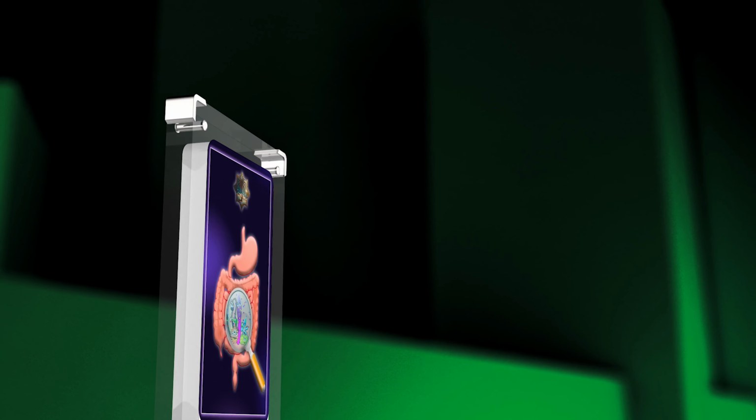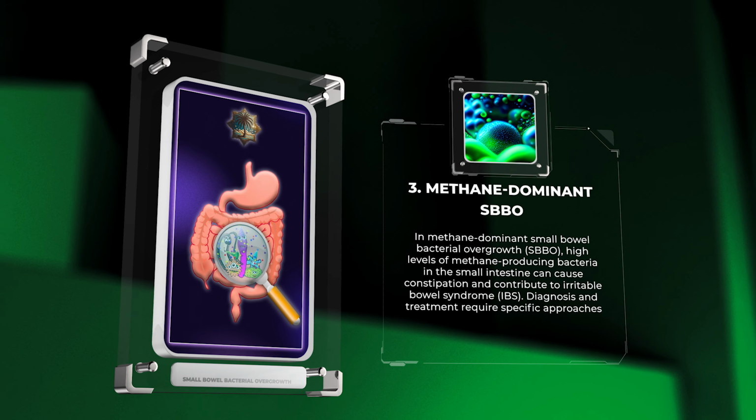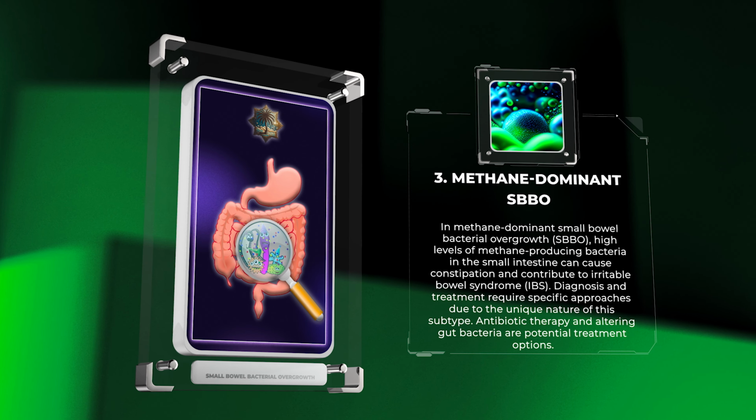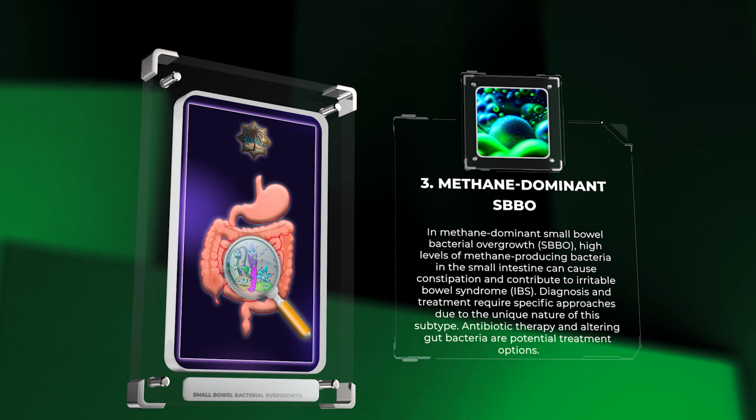In methane-dominant small bowel bacterial overgrowth, SIBO, high levels of methane-producing bacteria in the small intestine can cause constipation and contribute to irritable bowel syndrome, IBS. Diagnosis and treatment require specific approaches due to the unique nature of this subtype. Antibiotic therapy and altering gut bacteria are potential treatment options.